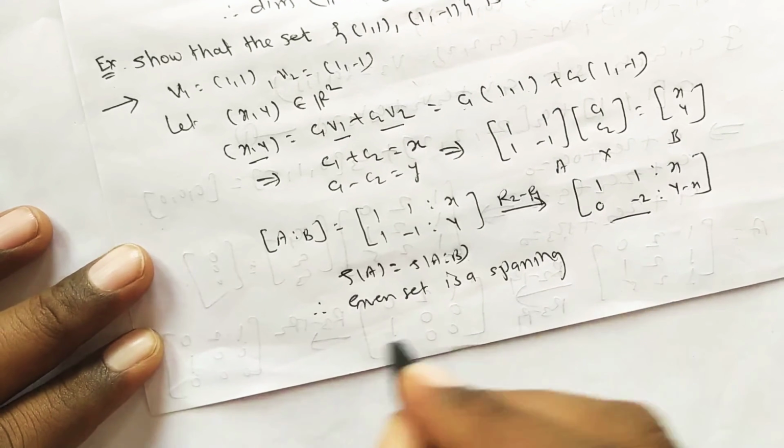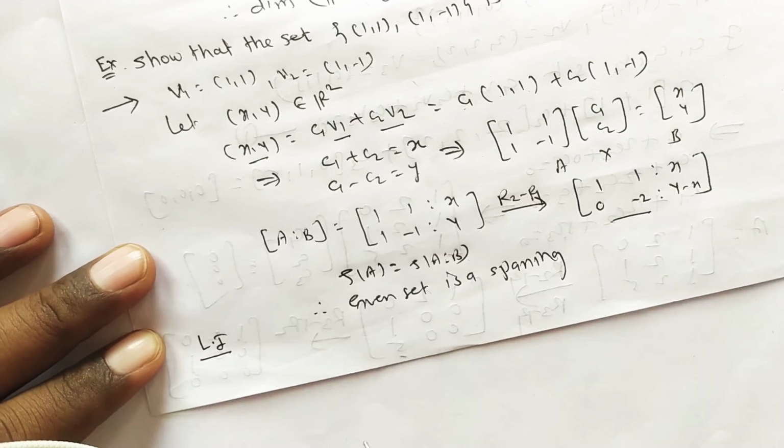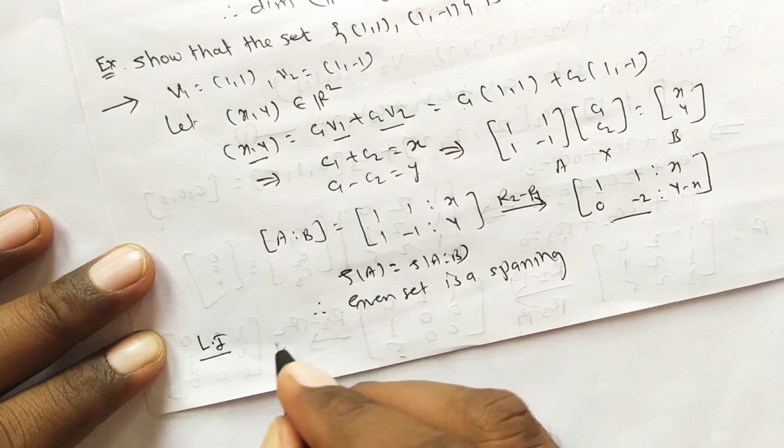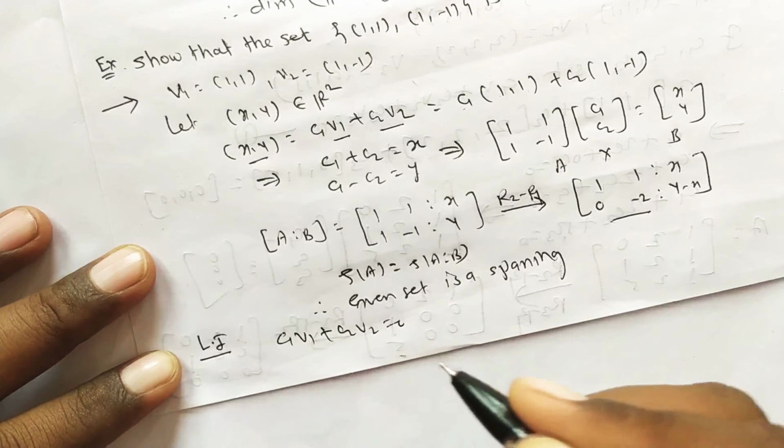Now we have to check the second condition, linear independence. We have to check whether v1 and v2 are linearly independent or not. So how do we check? For linear independence, we have to consider c1 v1 plus c2 v2 is equal to 0.